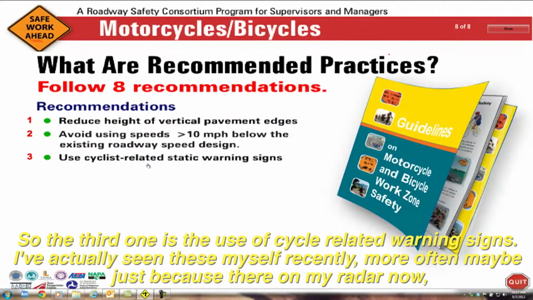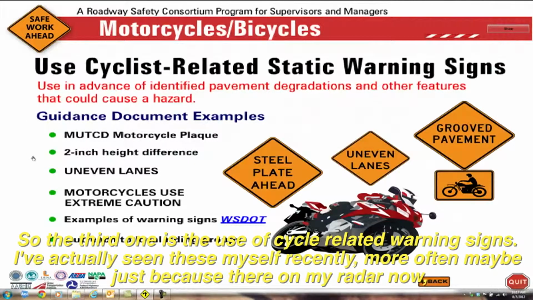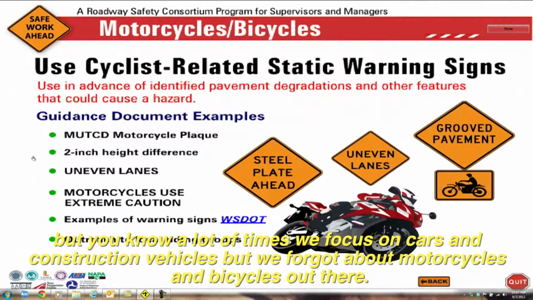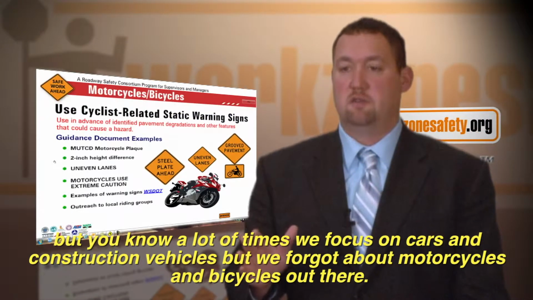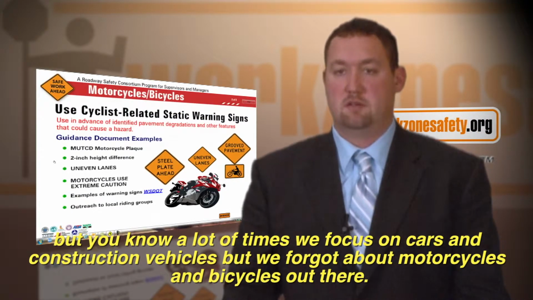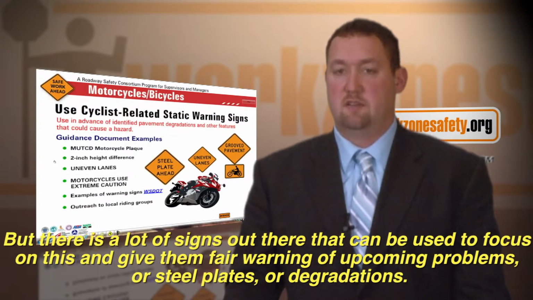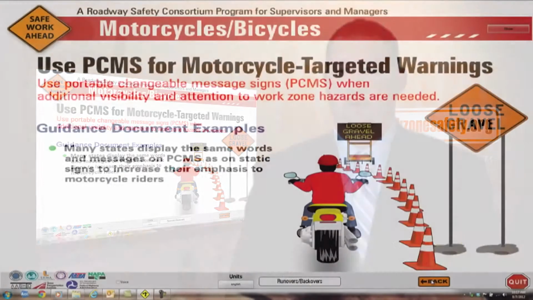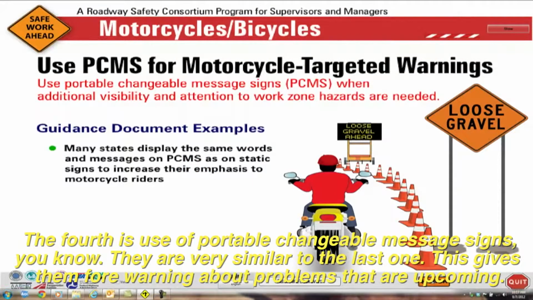And the third is use of cycle-related static warning signs. I've actually seen these myself recently more often. Maybe it's just because it's on my radar now, but a lot of times we focus on cars and construction vehicles, but we forget about motorcycles and bicycles out there. But there are a lot of signs out there that can be used to focus on this and give them fair warning of upcoming problems or steel plates or degradations. The fourth is use of portable changeable message signs, very similar to the last one. This gives them forewarning about problems that are upcoming.